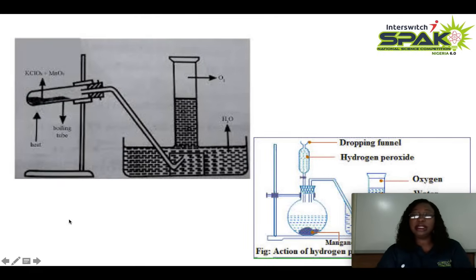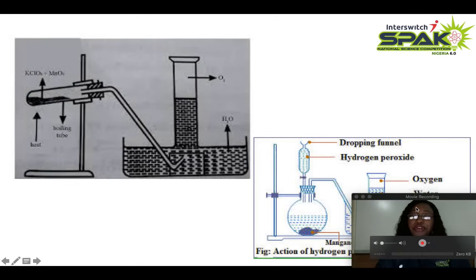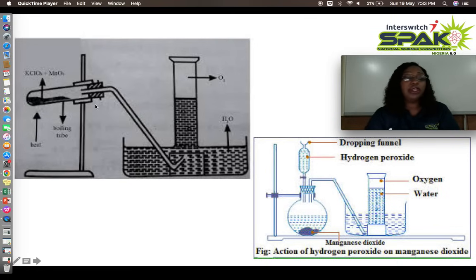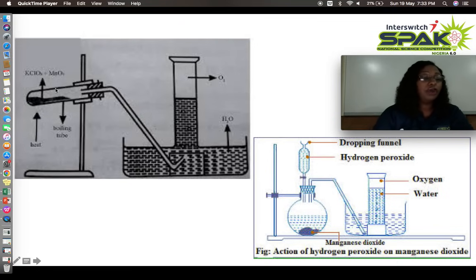Let's quickly look at the laboratory preparation of oxygen. How is oxygen produced? Now, if you look at this reaction, we realize potassium chlorate(V) reacts with manganese(IV) oxide in the presence of heat, boiling to produce the oxygen gas.